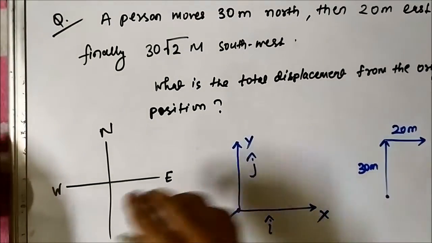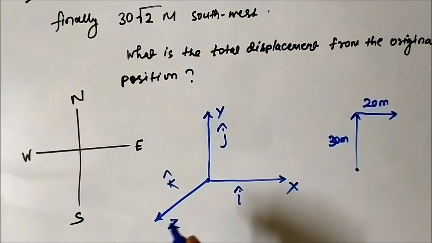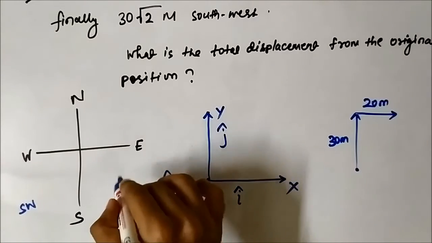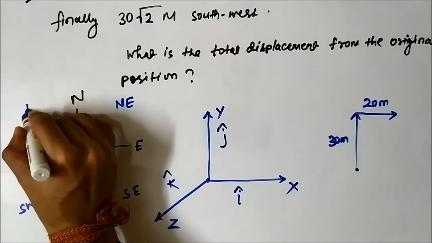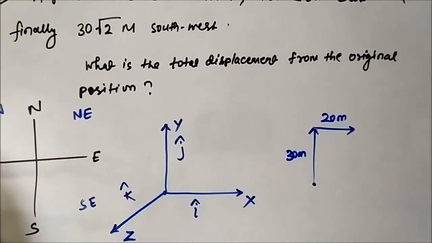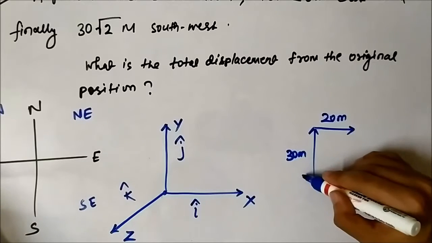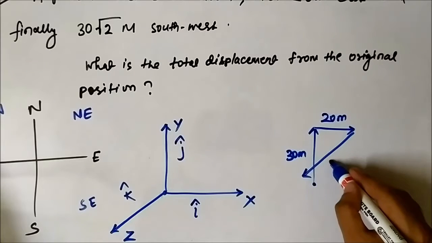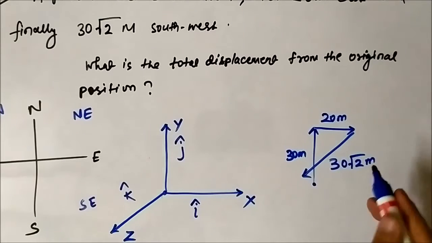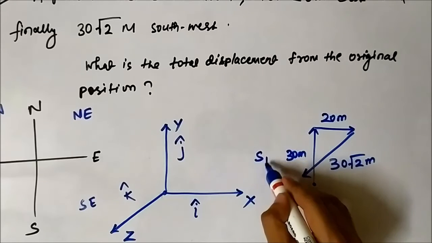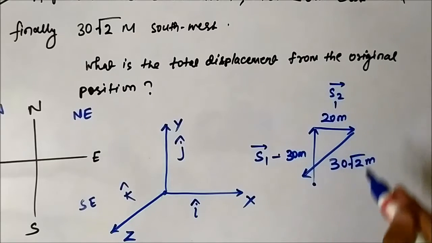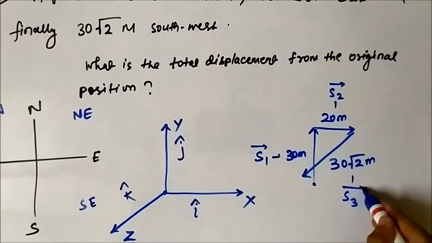Again, the other directions that we should understand: this is southeast, this is southwest, between south and west, this is between south and east, this is northeast, and this is northwest. So southwest means in this direction. From here, 30 root 2 meters southwest, something like this. Let us call this S1 vector, call this S2 vector, and this S3 vector.